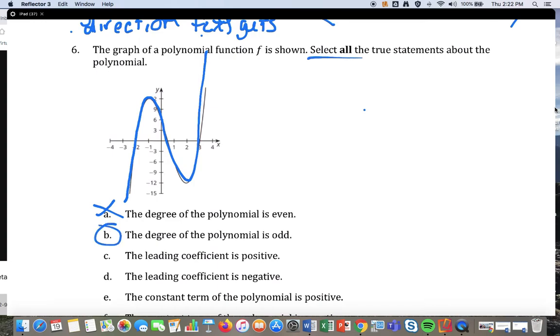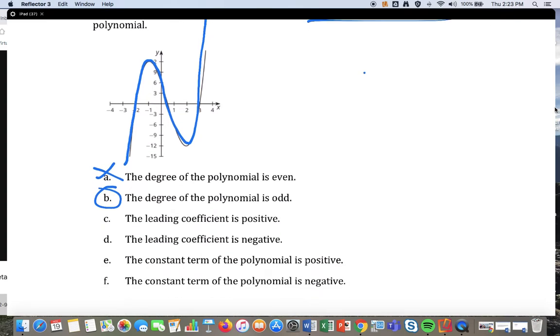We want to select all, so we know that there may be another true statement here. The leading coefficient is positive. Yep, that's behaving just as if we had y equal to x cubed. It's negative down here. As x gets large negatively, f of x is getting large negatively. And as x gets large positively, f of x is getting large positively. There's no negative number out there to flip our intuition. So D would not be true.